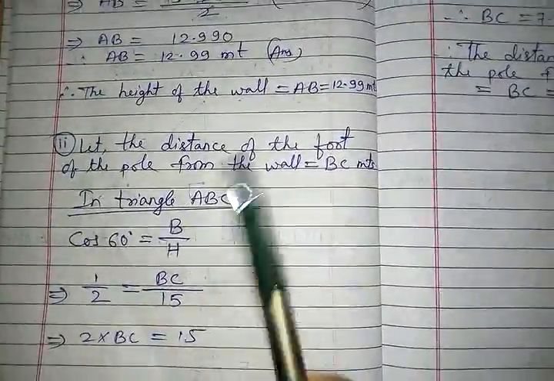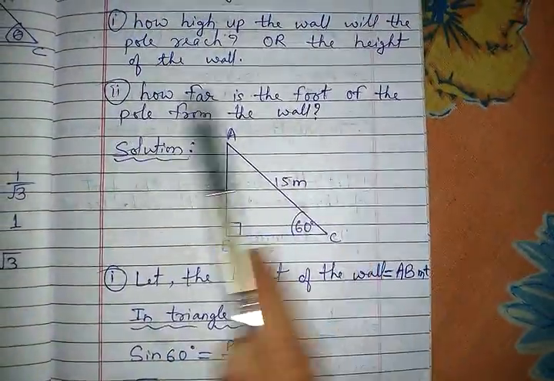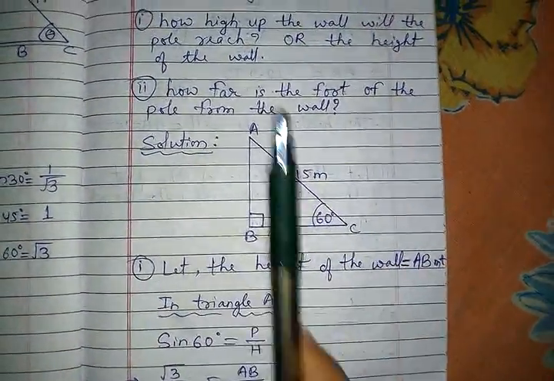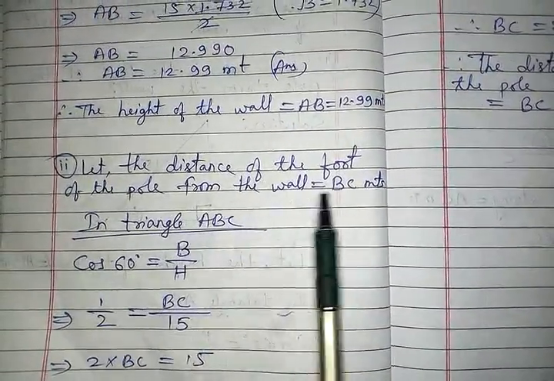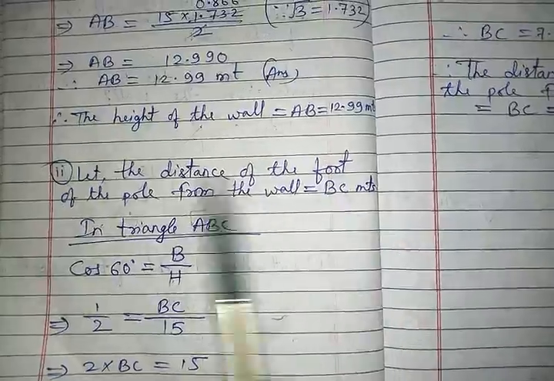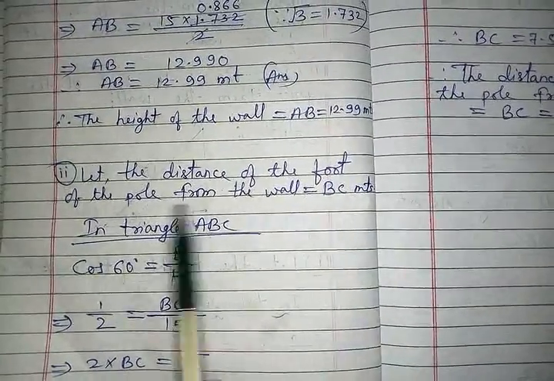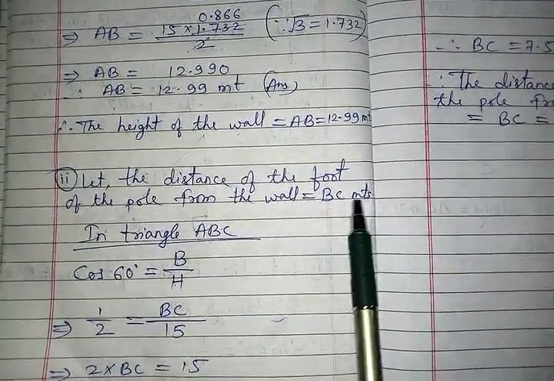Now number 2 question. As you all know, you have to find the base, because the number 2 question is demanding to find the base. So I will write: let the distance of the foot of the pole from the wall equal BC. From the diagram itself, whatever is to be found, I wrote. So now we have to find BC.